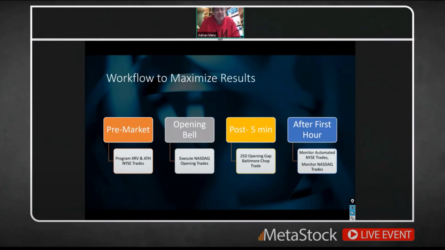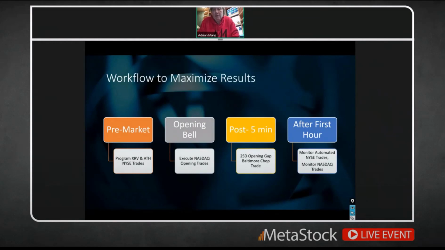Well, in the pre-market, what I do is I program up those fastball XRV trades. I program the trades from the Metastock scans, right? The around the horn trades, the New York Stock Exchange trades. Those are all NYSE, right, that I scan for. And I pre-program those, and those are set up to go, set it and forget it, just let it take care of itself. Then at the opening bell, I execute the NASDAQ opening trades, the Apple trade, right?